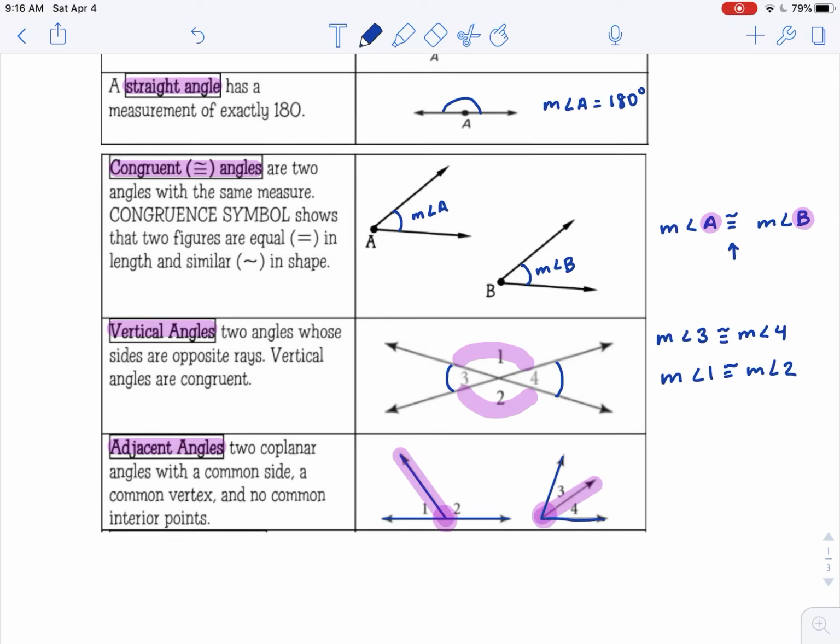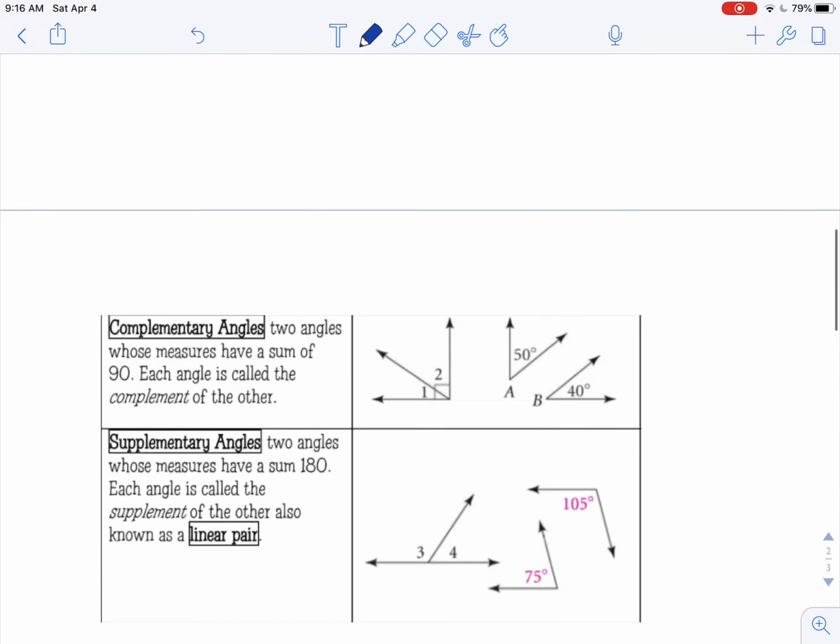So adjacent angles are two angles that are basically right next to each other, sharing a common side and a common vertex.